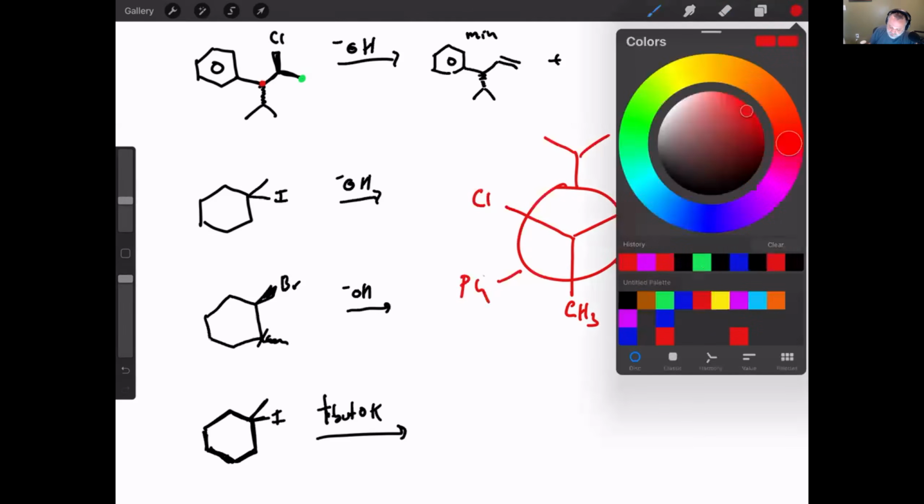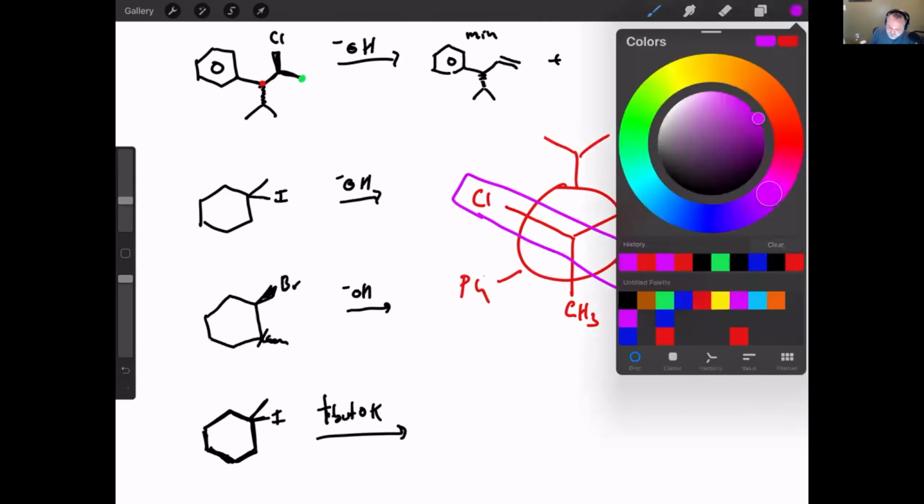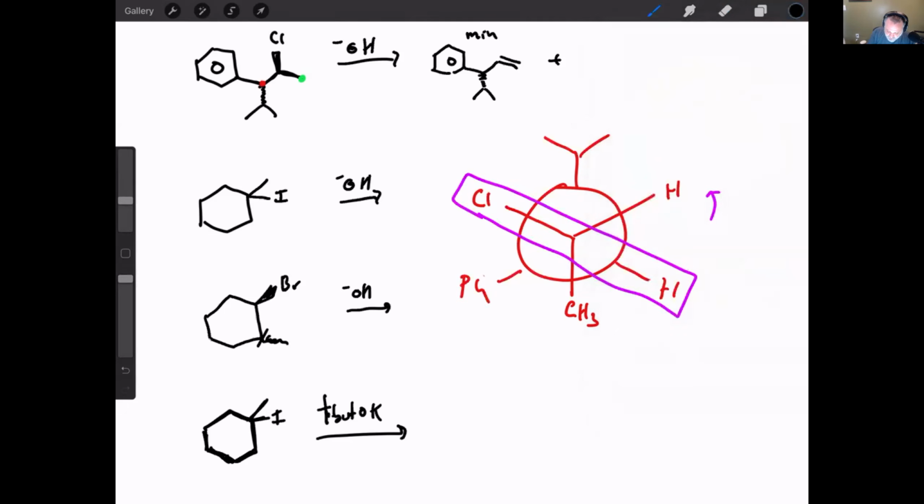And so now that I do have the chlorine antiperiplanar to a hydrogen, I can consider what's going to be on the double bond. So I should draw a double bond, and now I can put the groups together. On one side of the double bond, I'm going to have a hydrogen, and on the other side, I'm going to have the isopropyl group.